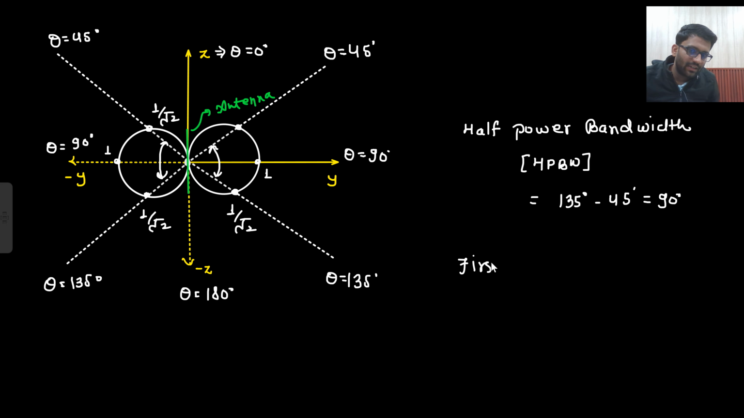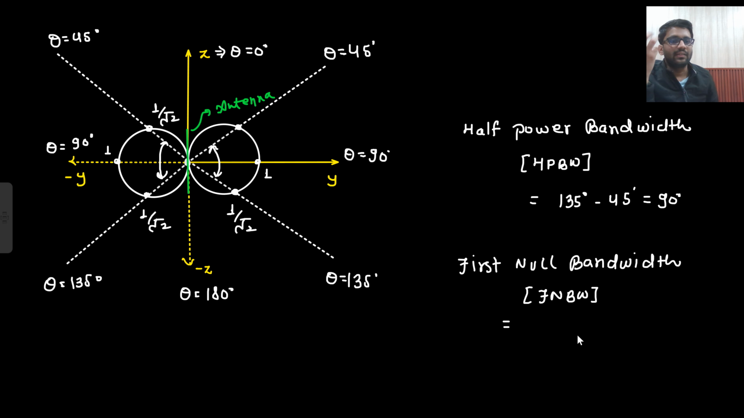Second is first null bandwidth. I will write it down. First null bandwidth. So what is that? The angular distance between the nulls. So nulls you are getting at 180 degree and at 0 degree. So what is your first null bandwidth? That is 180 degree, the angular distance between the nulls.